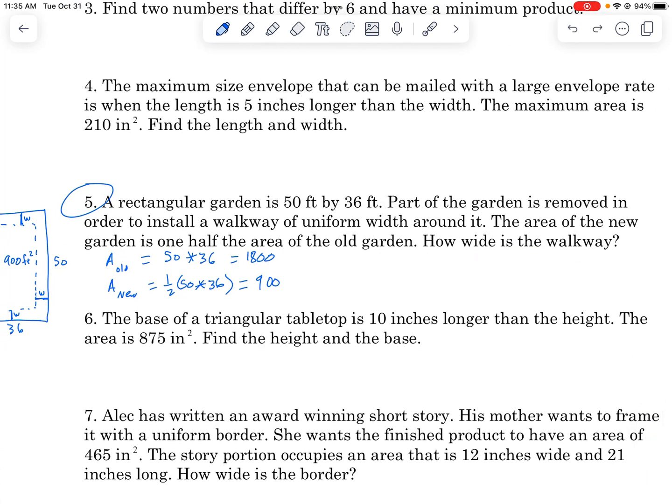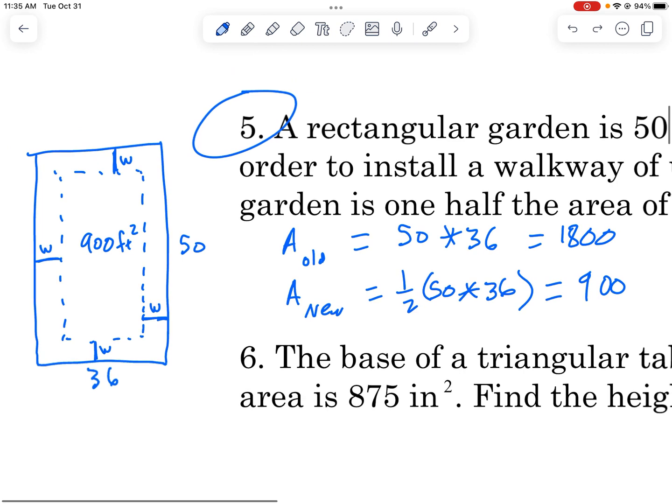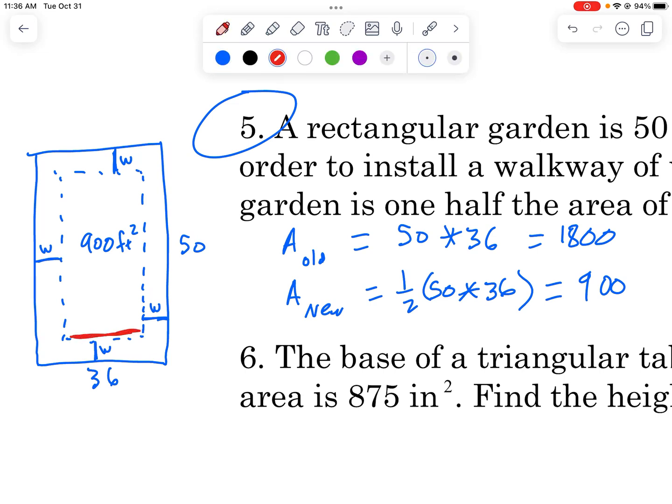We're not actually going to calculate how wide the walkway is yet, but we're going to set up an equation that helps us get that area. Well, we need an equation that uses these W's somehow. Right now, we know this area is 900, but how do you calculate that area? Well, that area would just be this length here. Oh, that's way too big. Hold on, let me change colors here. That would be this length here times this length here. So if we knew those two lengths, that could equal the 900.